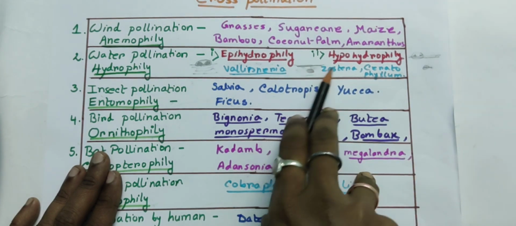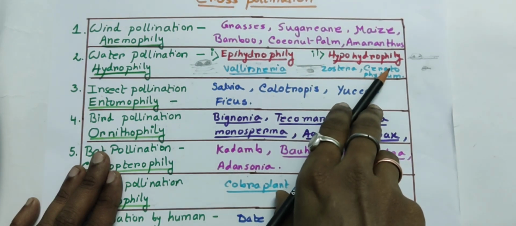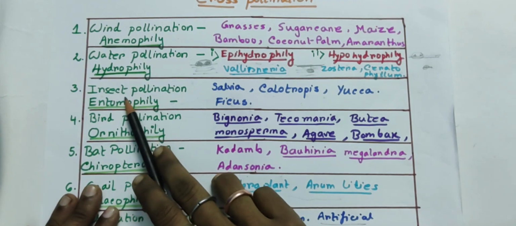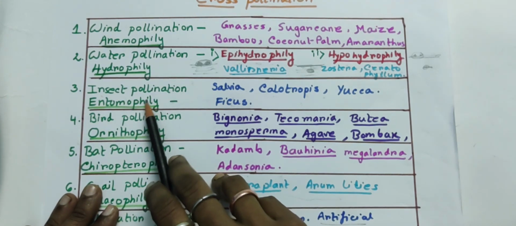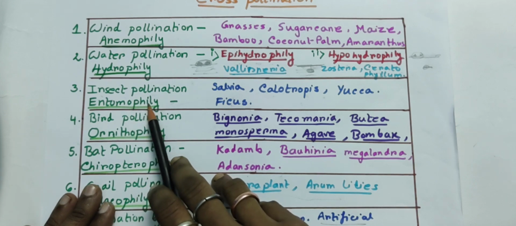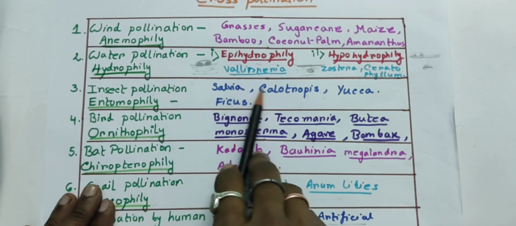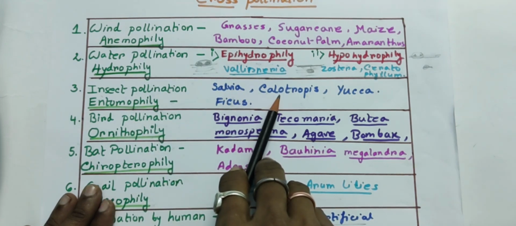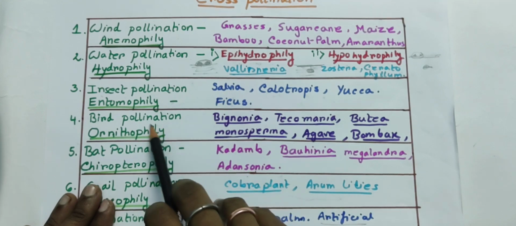So that kind of pollination is called hydrophily. Next, there is insect pollination. Insect pollination is called entomophily and the flower is called an entomophilous flower. Examples are Salvia, Calotropis, Yucca, Ficus.